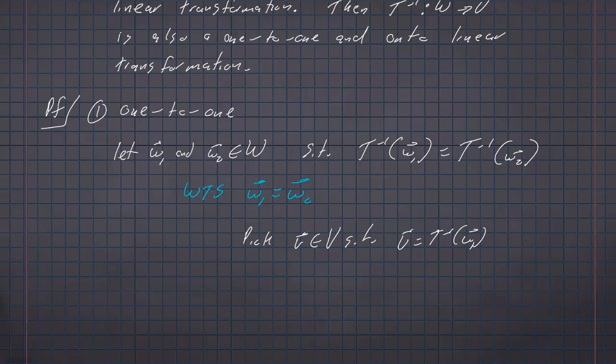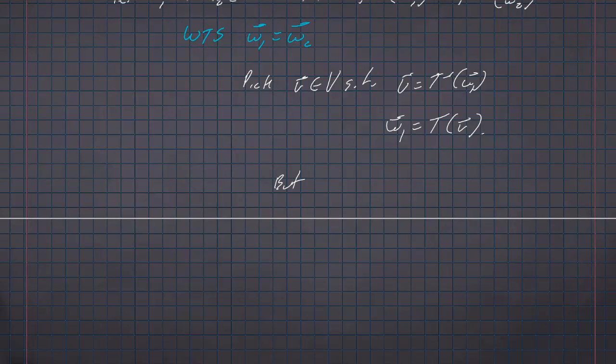Well, I can pick a vector v such that v is equal to T inverse of W1. And then, by the definition of the inverse function, that means that W1 is simply T of v. But since T inverse of W1 is equal to T inverse of W2, that means that it is also the case that v is equal to T inverse of W2.